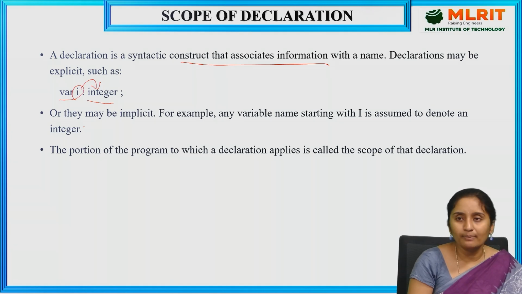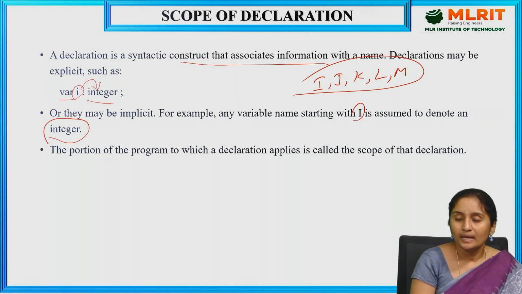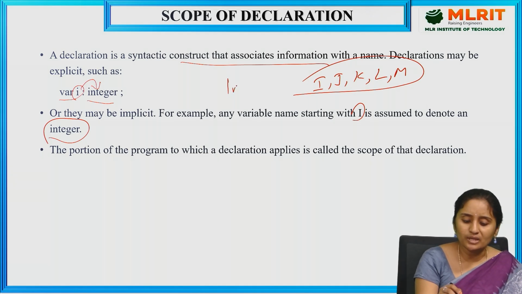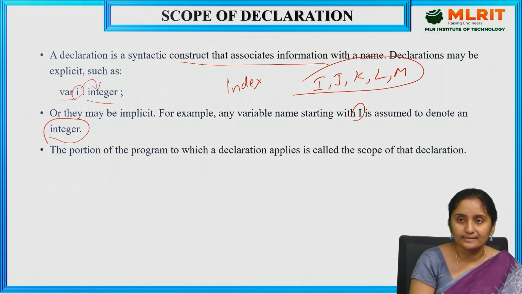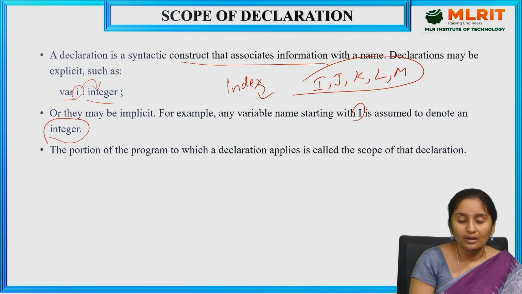There may also be some implicit declarations. If you just give a variable name like I, J, K, L, M, it is assumed to be of integer data type. If suppose we give it as index, then also it is assumed to be an integer data type. These things are done in Fortran. Now we are going to use this var I integer type.